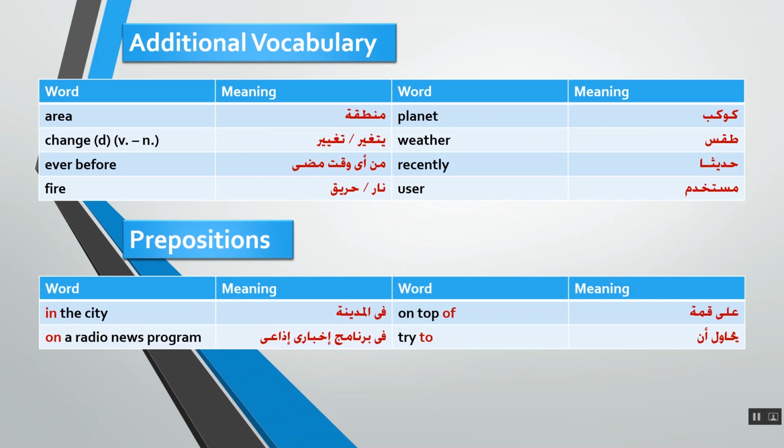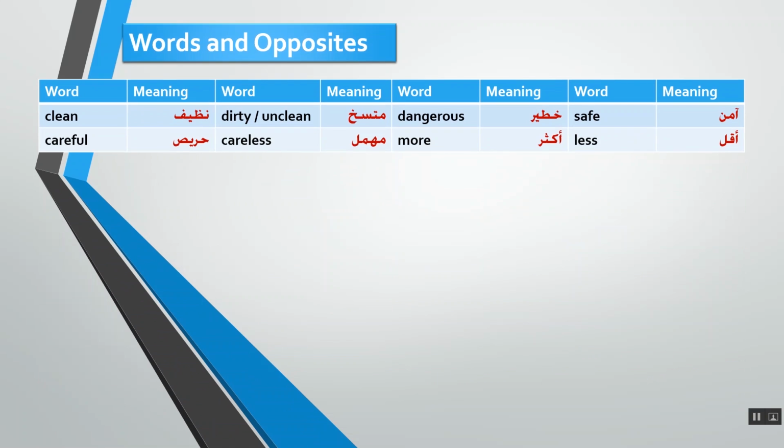We have some prepositions: in the city, on a radio news program, on top of, try to. Words and opposites: clean, dirty, unclean, careful, careless, dangerous, safe, more, less.